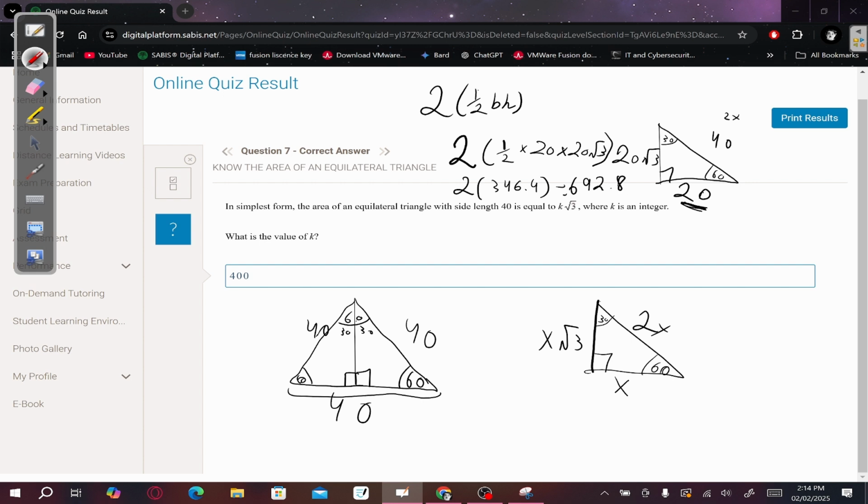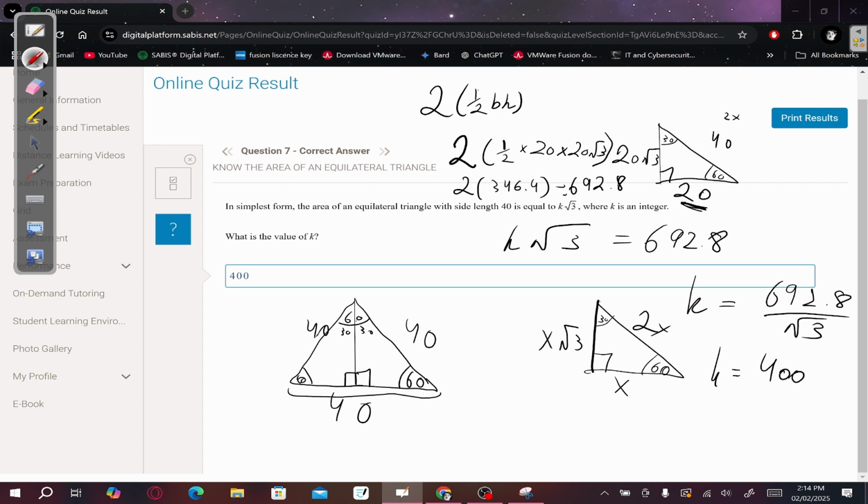Okay, now this is the form in decimal. They want it as k radical 3, where k is an integer. So k radical 3 is equal to 692.8. So k is equal to 692.8 over radical 3. K equals 400. So our final answer is 400 radical 3.